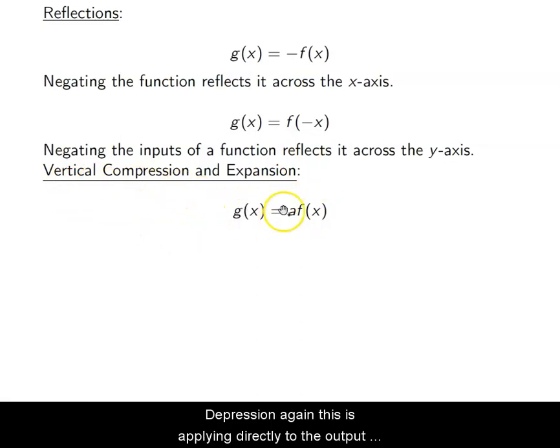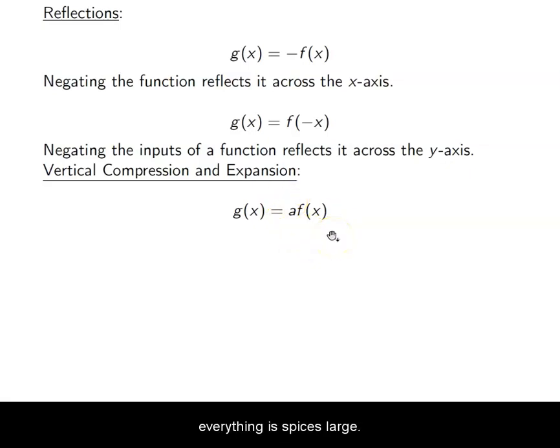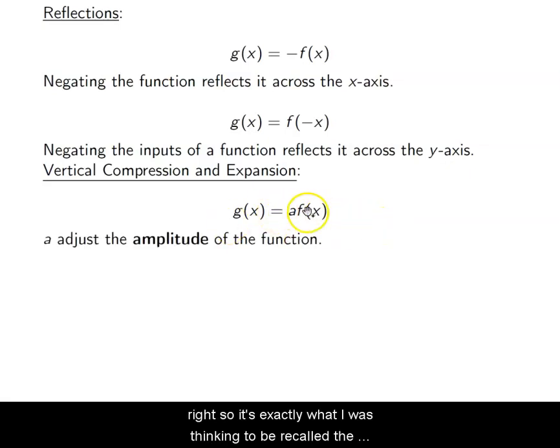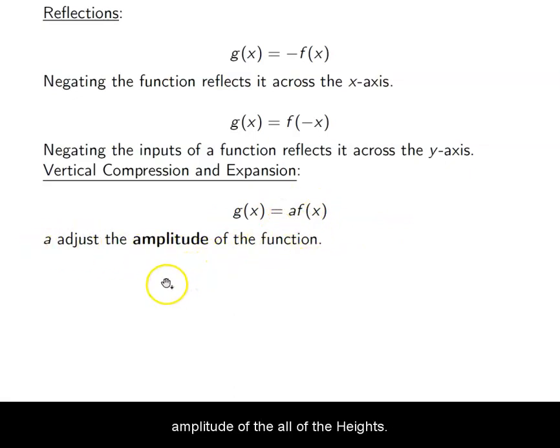For a vertical compression, again, this is applying directly to the output of the function. So if I'm multiplying it by a, that means all of my outputs are larger by a factor of a, right? If this is 2 f of x, everything is twice as large. This is 1/2 f of x, everything is half of the size. So it's exactly what I would think it to be. We call a the amplitude of the function. It's adjusting all of the heights, the entire height of the function. Okay.